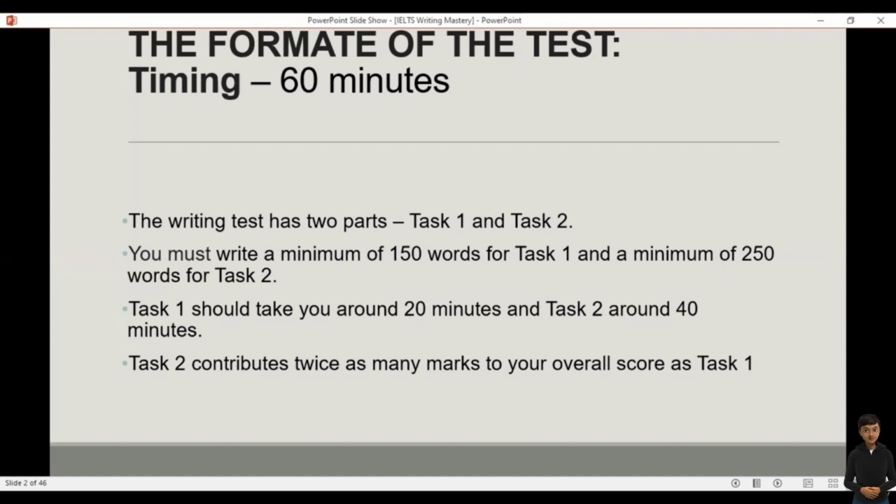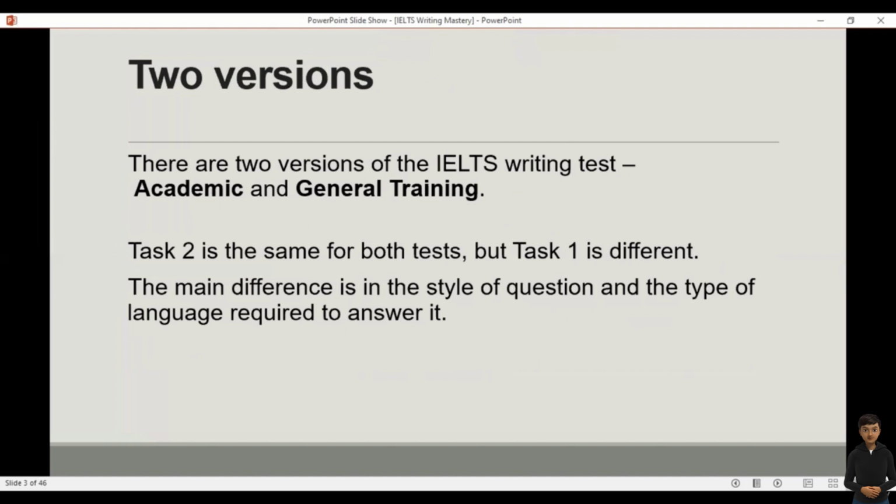And always remember, task 1 should take you around 20 minutes and task 2 will take around 40 minutes. And the most important thing is that task 2 contributes twice as many marks to your overall score as task 1. So the weightage of task 2 is double as compared to task 1. So that's worth considering.